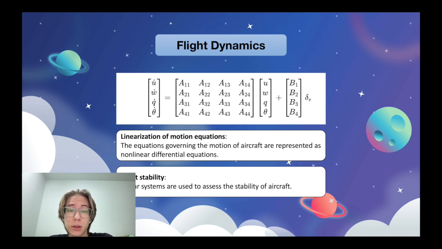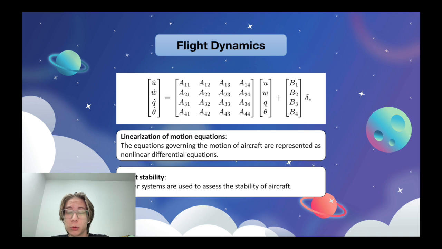Next one is flight stability. Linear systems are used to assess the stability of aircraft. For example, by calculating the eigenvalues of state space matrices, engineers determine whether the system is stable or unstable.